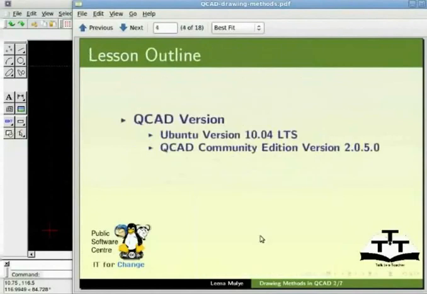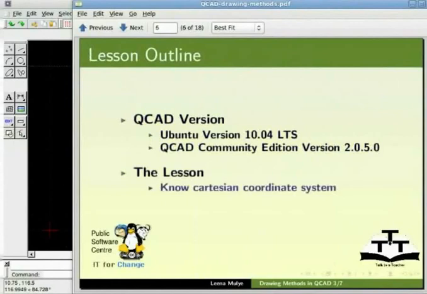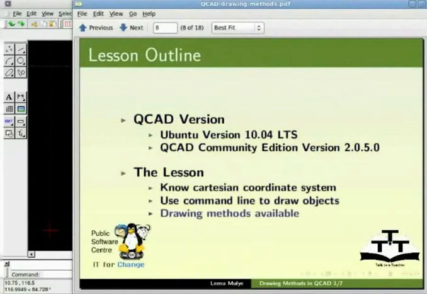For this tutorial I am using GNU Linux operating system Ubuntu version 10.04 LTS and Qcad Community Edition version 2.0.5.0. In this tutorial we will see Cartesian coordinate system, how to use command line to draw objects and different drawing methods available in Qcad.